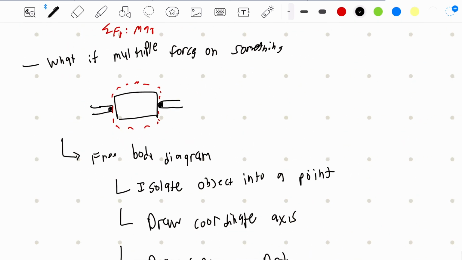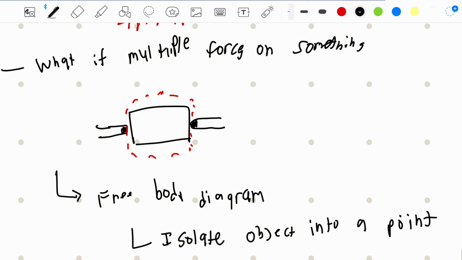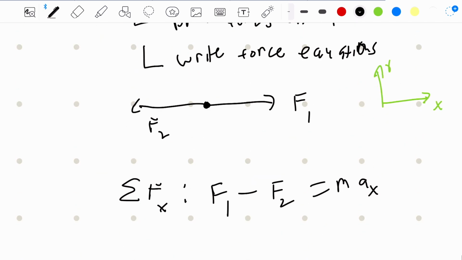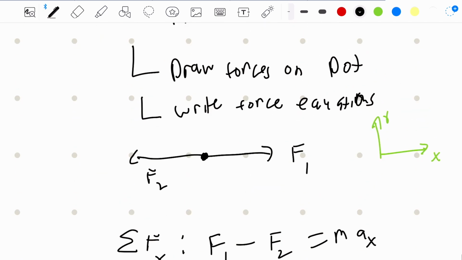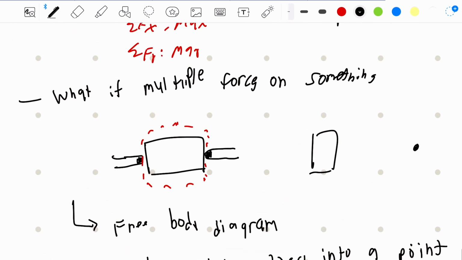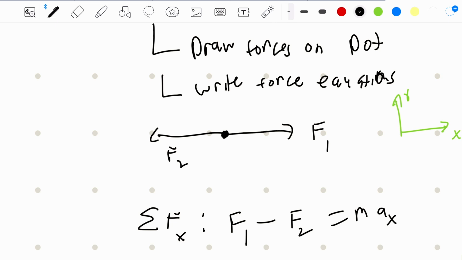Looking at this, we cut it off from the rest of the world. There are no fingers touching it. It's just a box, and we can draw the box as just a point in space, like this. And we draw the forces that are acting on the box. Well, there is a force going that way and a force going that way. So that's exactly what we have here. Force 2 and force 1 are both acting on this box.